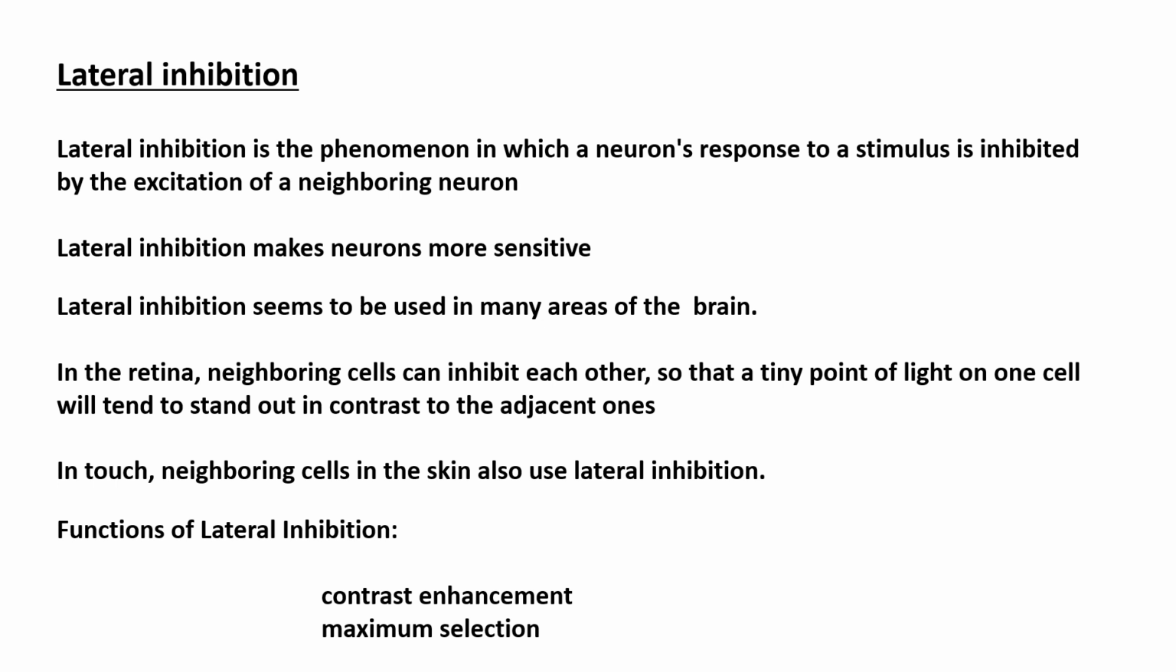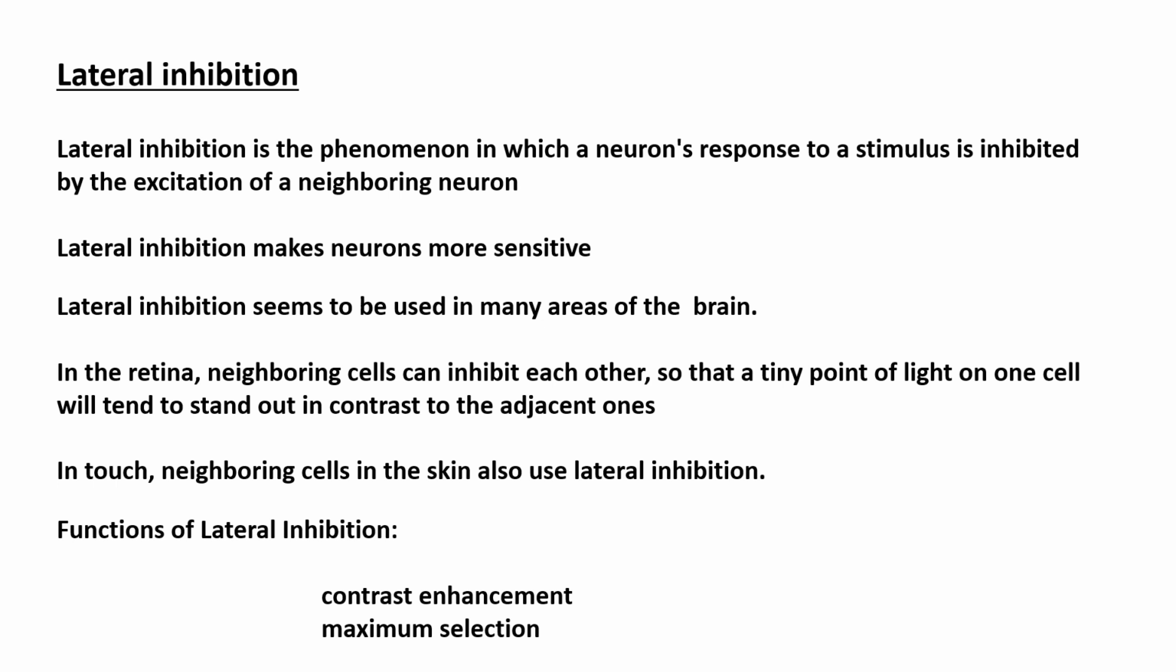The other thing that helps in the discrimination is also lateral inhibition. Now, lateral inhibition is the phenomenon in which a neuron's response to a stimulus is inhibited by the excitation of a neighboring neuron. All right? A very simple analogy: if you have a class full of people and all of them are talking at the same time, you won't be able to hear. So you ask everyone to keep quiet, and then when one person speaks, you hear that person very clearly. This is exactly what is happening.